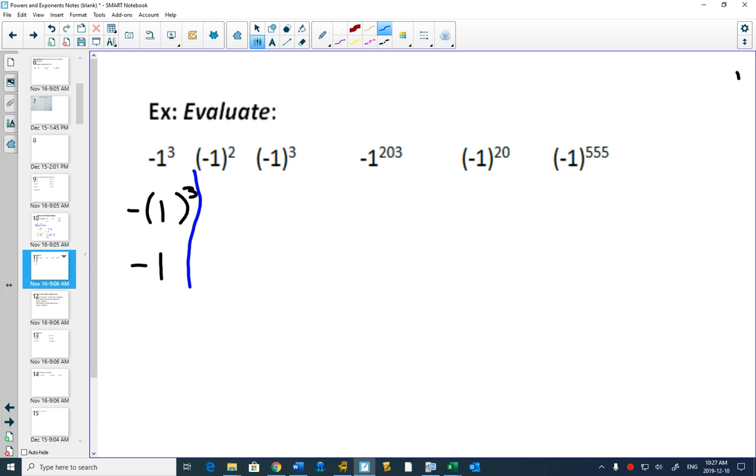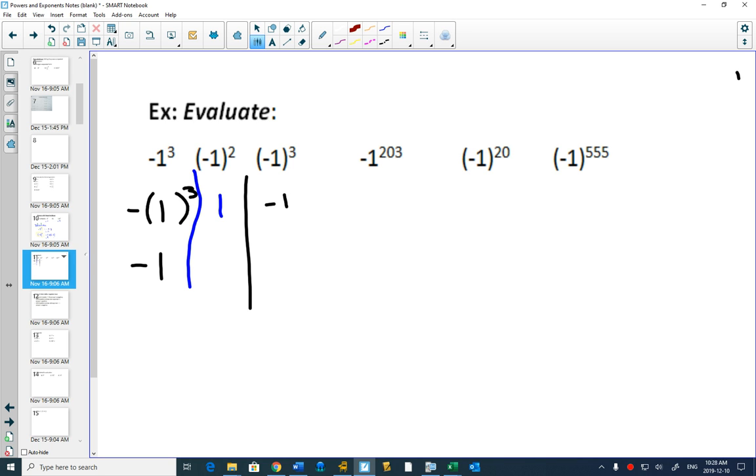So the negative is getting squared as well. If you have 2 negatives, because that squared would be repeated multiplication 2 times, is it going to be positive or negative? Because you have 2 negatives, it's going to be positive. And 1 times 1, so this one is going to be positive 1. The next one, the negative is inside, so it's different than the first one, where the negative was outside. But if you have a negative times a negative times a negative 3 times, will your answer be negative or positive? It'll be negative, and 1 times 1 times 1 will still be 1.